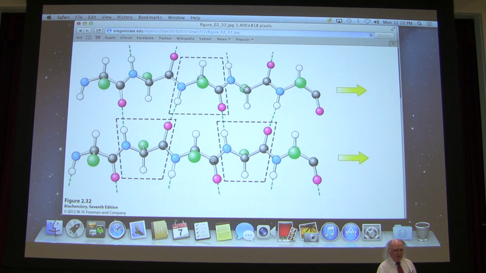Okay. Parallel versus antiparallel simply refers to whether the carboxyl and the amine ends are like this, or like this. These are parallel, these are antiparallel. If this is the carboxyl end, this is the amino end, this is the carboxyl end, this is the amino end: antiparallel, parallel. That's all it means.